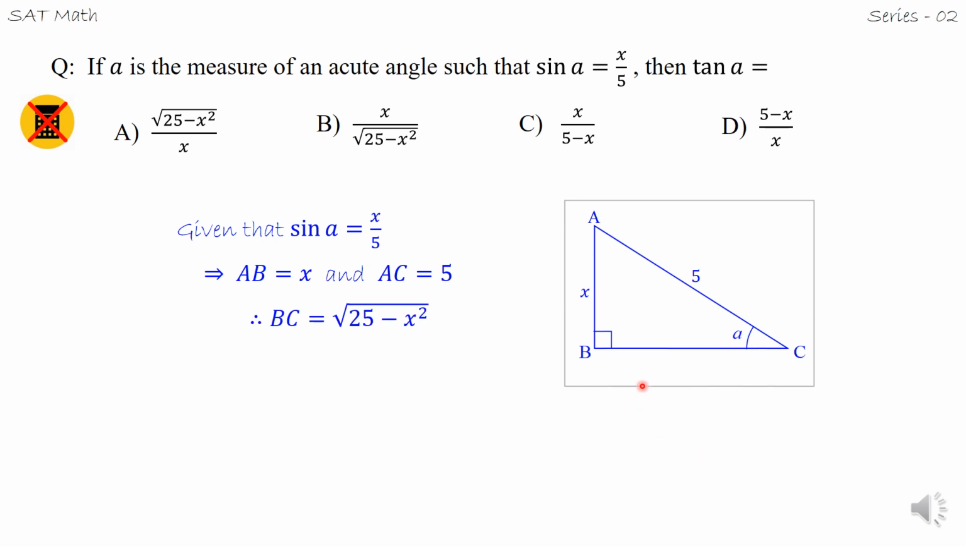Okay, so BC, from Pythagoras theorem, we know that BC is the square root of 5 squared minus x squared. So now, what is tan A? Opposite side by adjacent side. That means x over the square root of 25 minus x squared, which is option B.